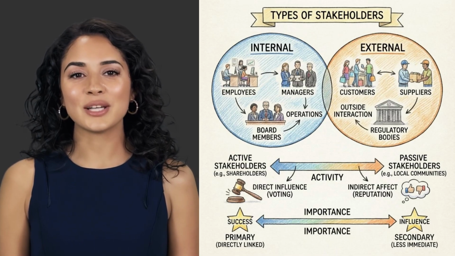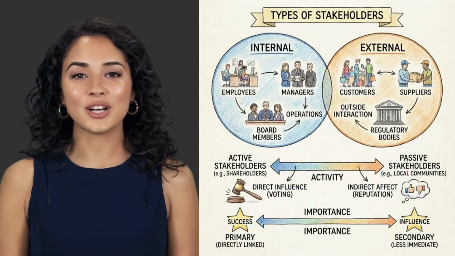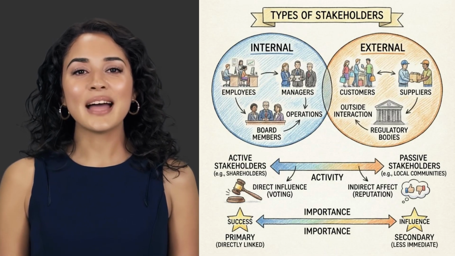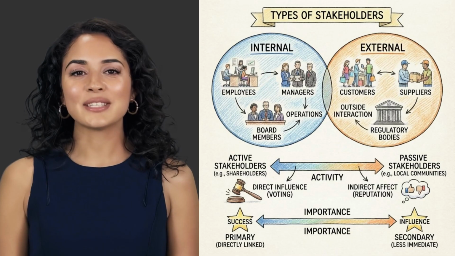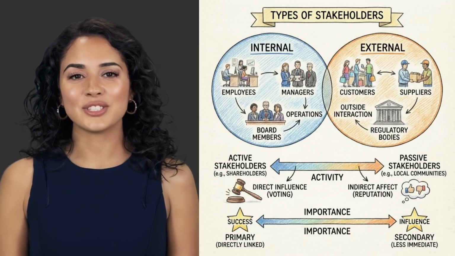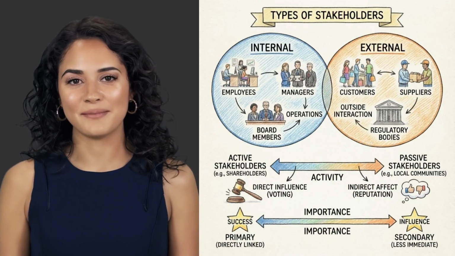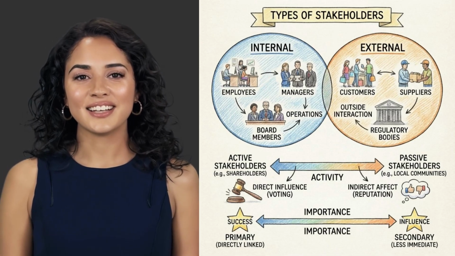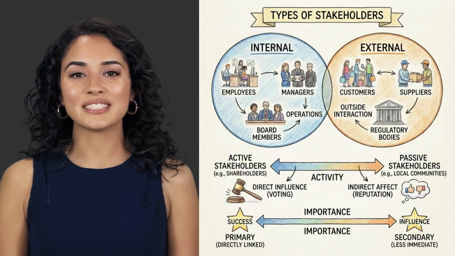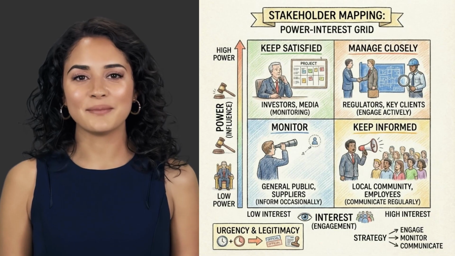Beyond proximity, we also look at their level of activity. Active stakeholders like shareholders can directly influence policy through voting. Passive stakeholders, such as local communities, might not have direct votes but can heavily affect public perception and reputation. We also categorize them as primary, those directly linked to your success, and secondary, who have a less immediate but still significant influence. So, how do we prioritize them?